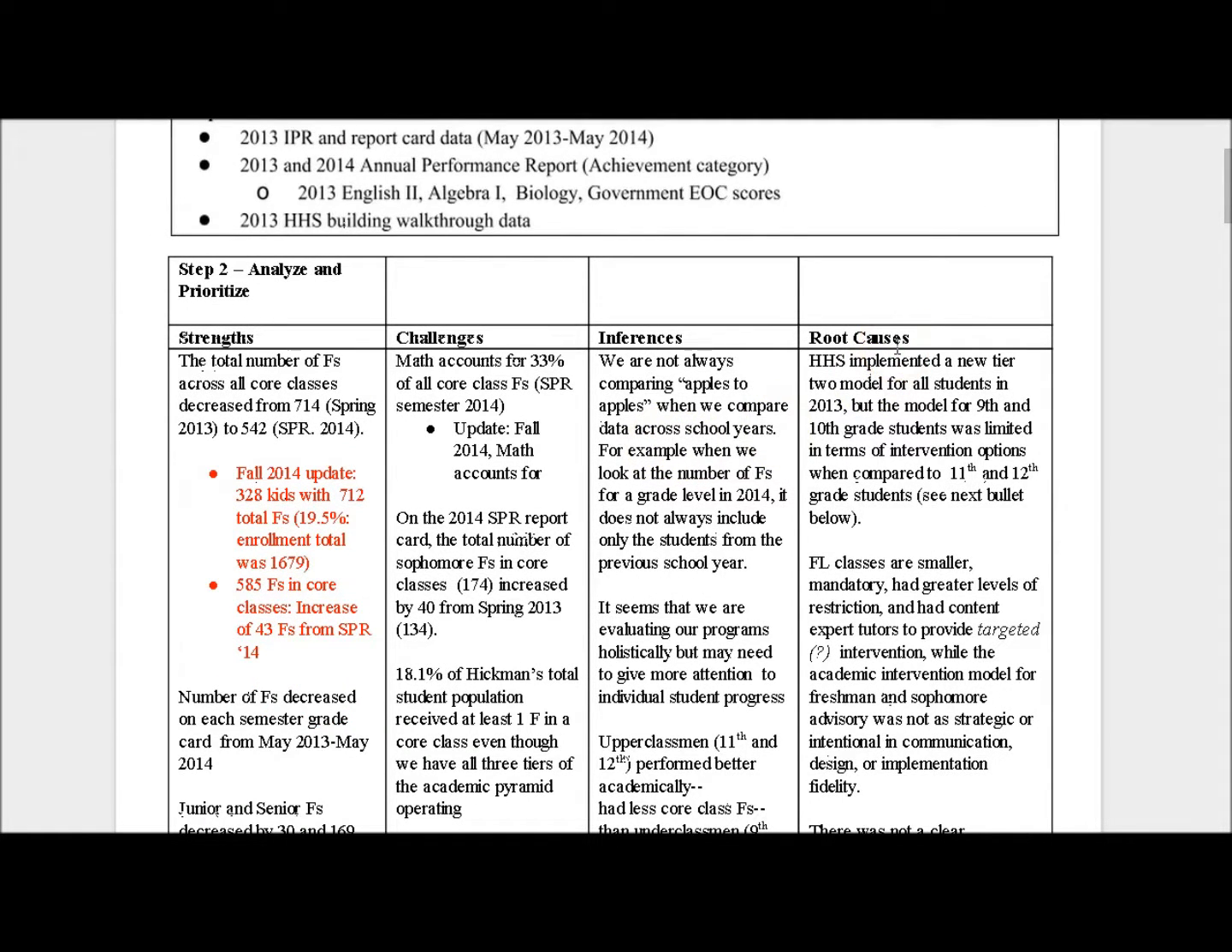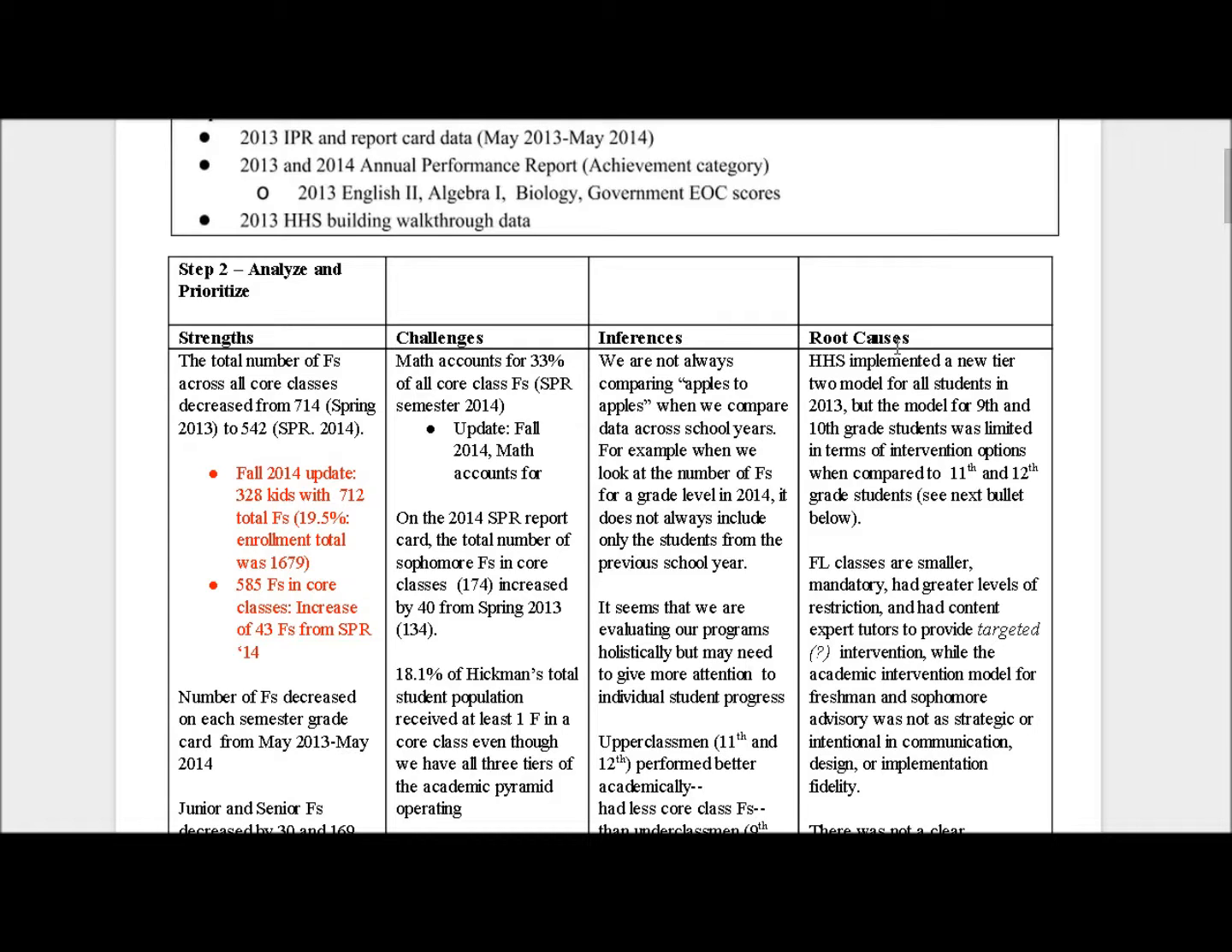And here are some root causes. So we implemented a new Tier 2 model for all students in 2013. But the model for 9th and 10th graders was a little bit different from 11th and 12th graders because of its limits. The students didn't have a focus lab model. They had the advisory model, and we tried to do our best to create a model where there were core content expert teachers in each block who could help students individually or independently if they needed that help.